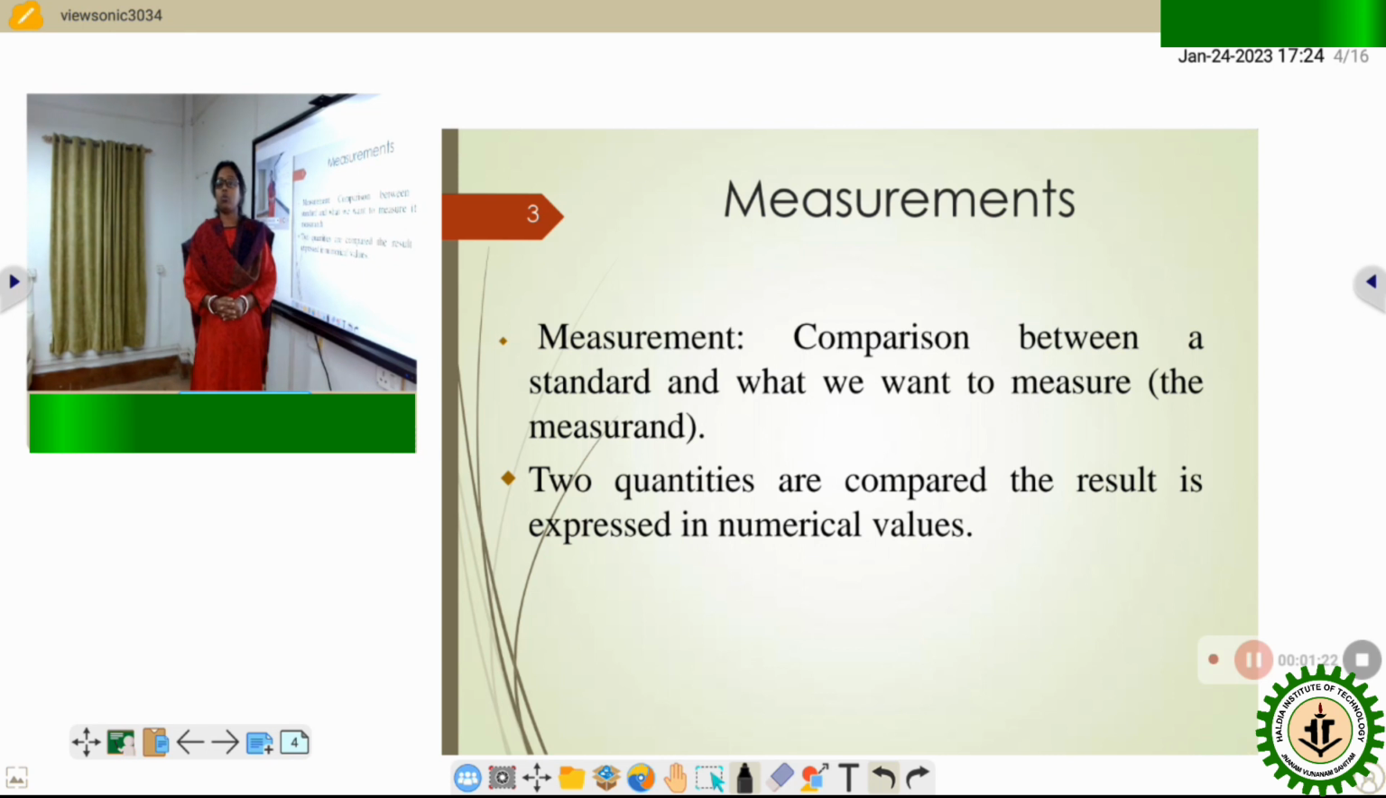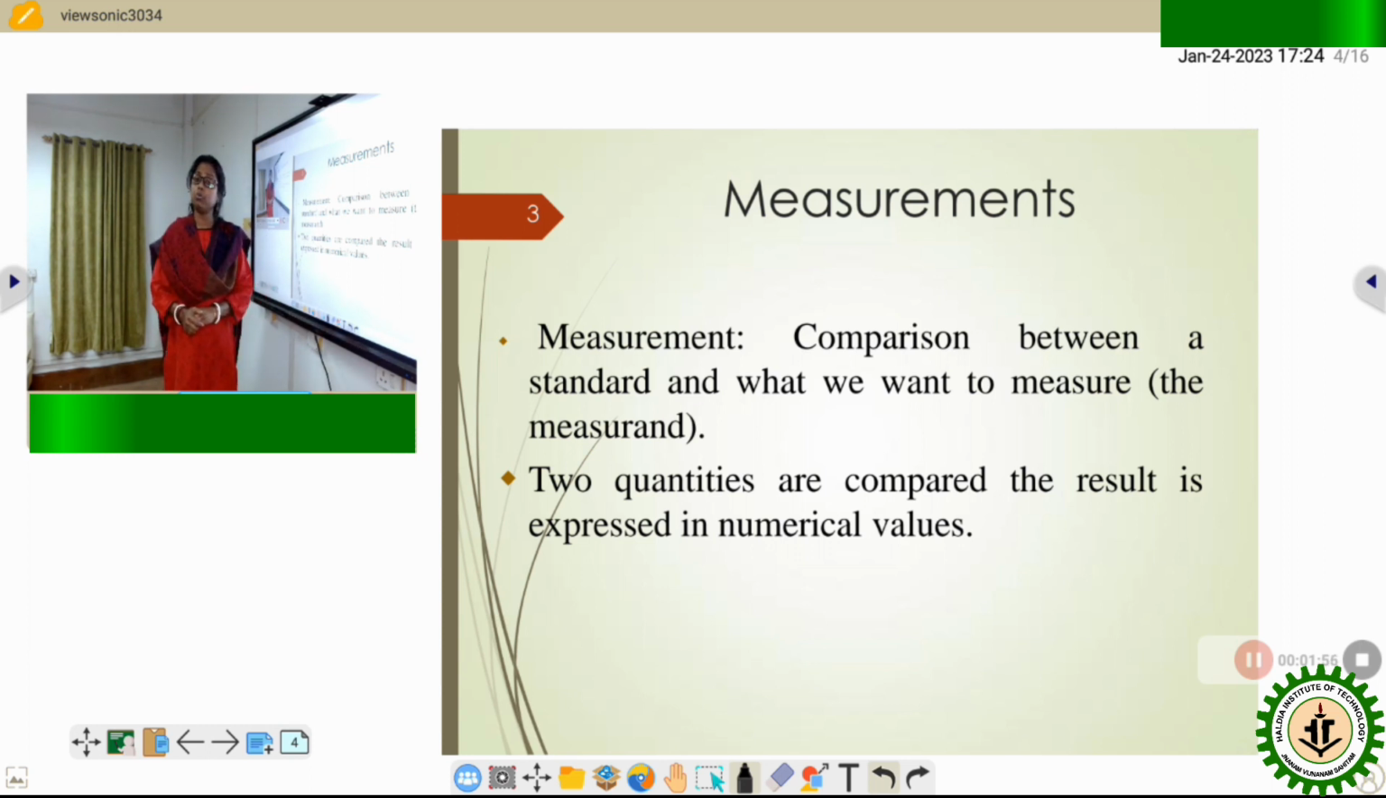When we are talking of measurement, one measurement technique, one measurement parameter, or one particular measurement of data is to be related to the standard values. If we are going to measure a particular parameter, it has to be compared with the different types of data which are taken as standards. So a measurement technique is a comparison between a standard and what we want to measure.